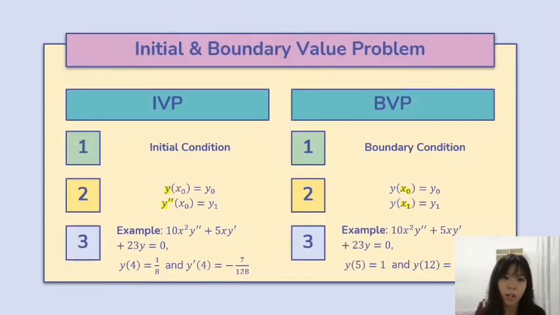So next, we will learn what initial and boundary value problems are, IVP and BVP. In IVP, we have initial conditions, and in BVP, we have boundary conditions. So the difference between IVP and BVP is highlighted here. In IVP, the y is changing, and in BVP, the x is changing.